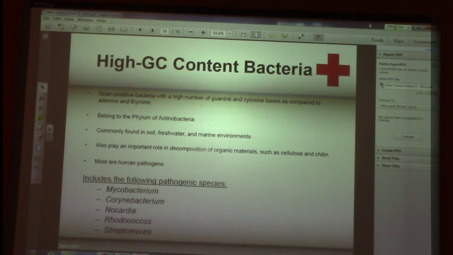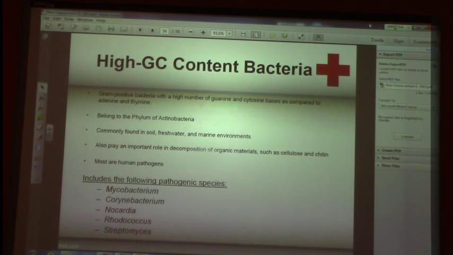These organisms all belong to phylum Actinobacteria, and they are commonly found in soil, fresh water, as well as in marine environments. All of them also, or most of them, play a role in the decomposition of organic materials. So we'll talk about some of those environmentally important bacteria, and we'll talk about those that are considered to be pathogens. And because they are pathogens, that means that they cause disease.